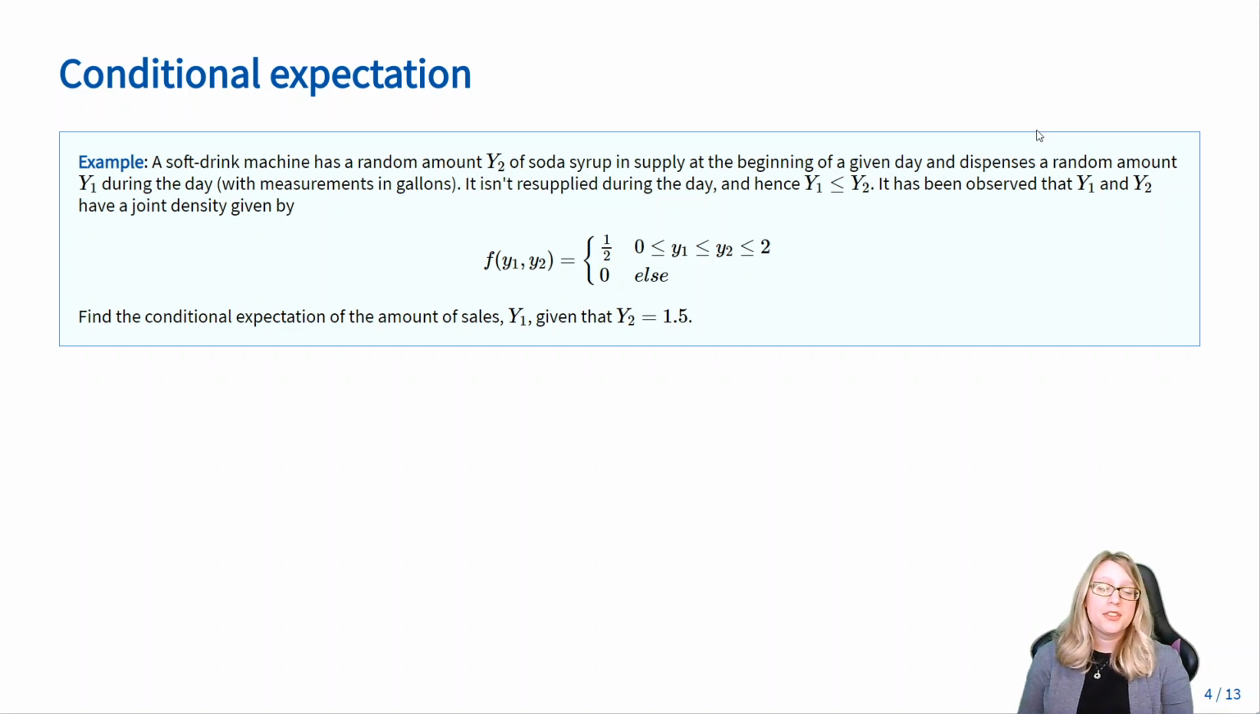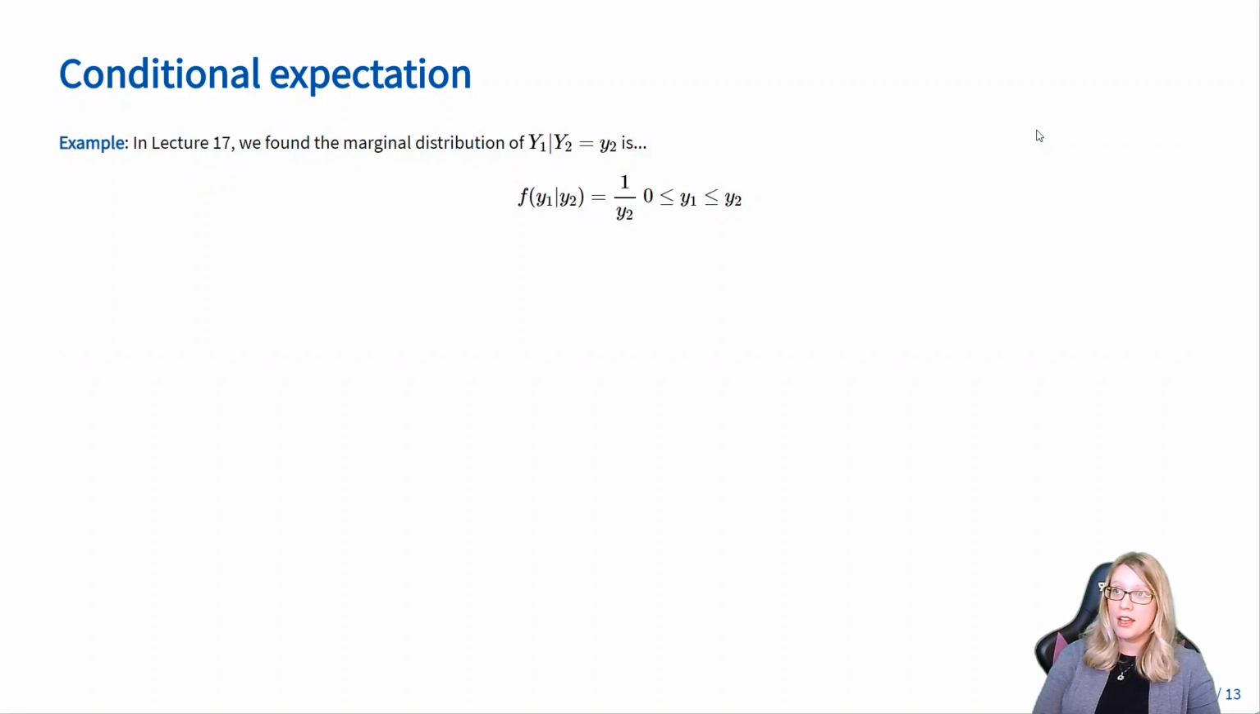Let's first work with this conditional distribution. So we have a soft drink machine with a random amount y2 of soda syrup in supply at the beginning of a given day. We're going to dispense a random amount y1 during the day, with measurements in gallons. It's not resupplied during the day, so we know that y1 is less than y2. So there's some conditioning in this distribution. So let's find the conditional expectation of the amount of sales, given that y2 is equal to 1.5.